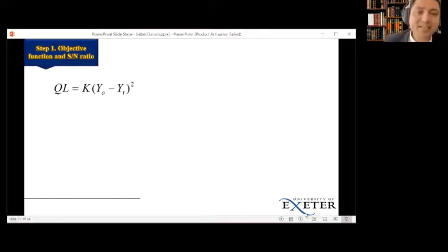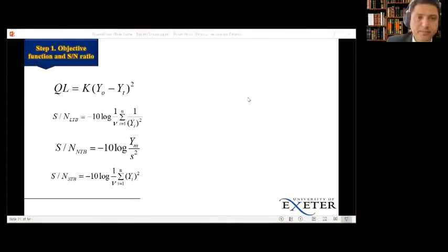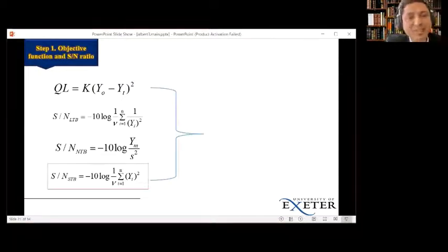Generally, in the Taguchi method, the SN ratio for each category of products can be determined by 3 different formulas: larger the better, nominal the best, and smaller the better. The quality loss function in this study belongs to the smaller the better type problem class. The quality loss function can generally be converted into an SN ratio to measure the quality of a product.